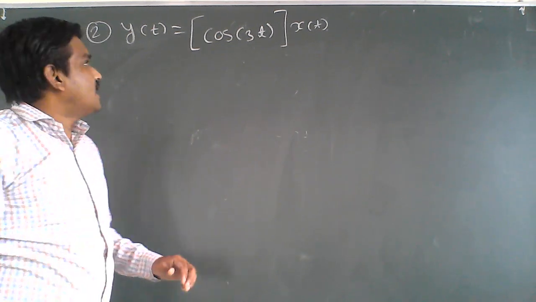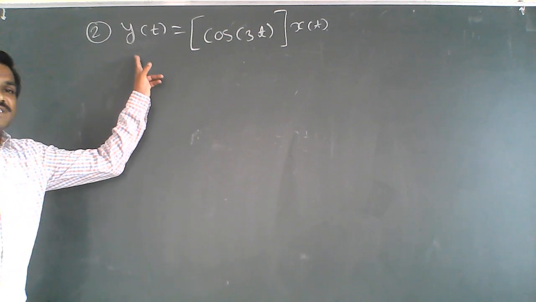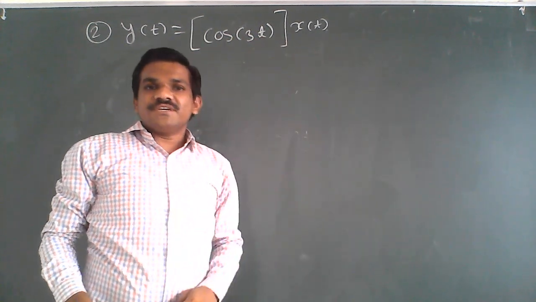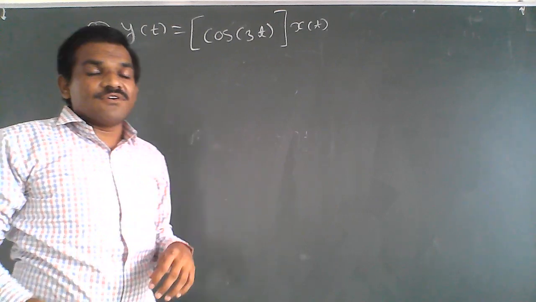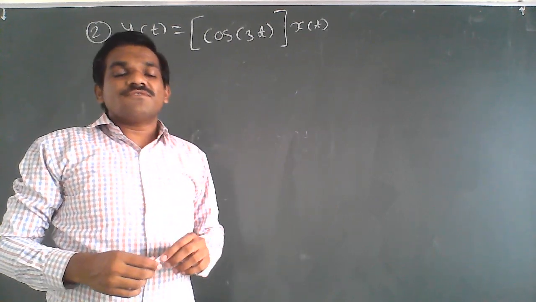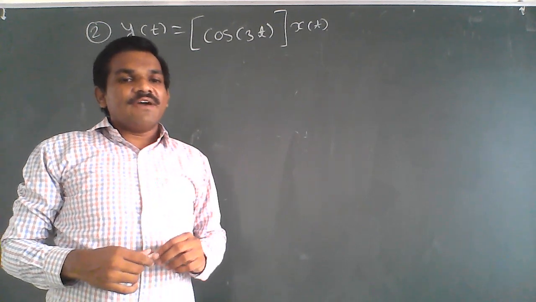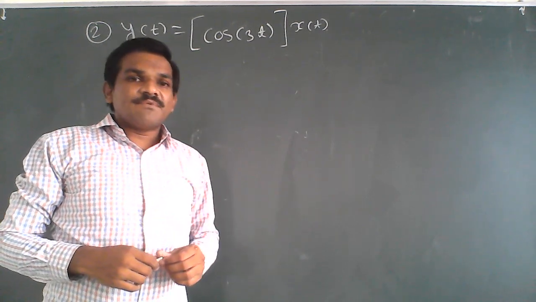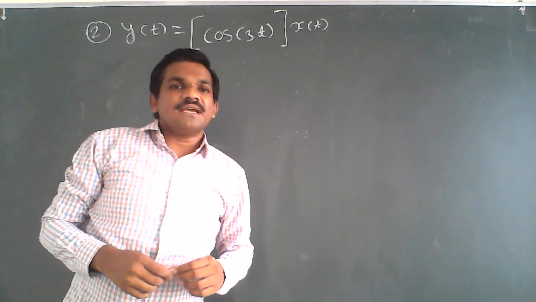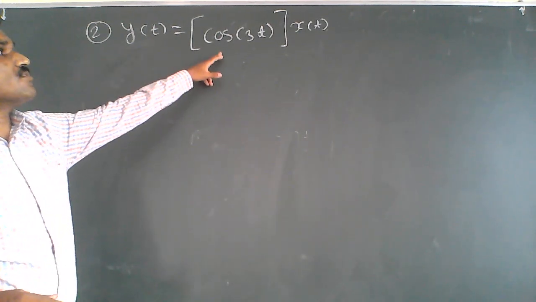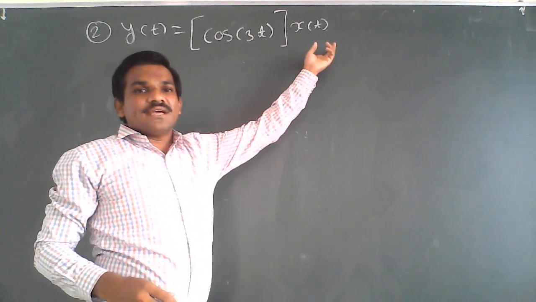Hello everyone. Let us see the second problem, that is y of t is equal to cos of 3t into x of t, and we have to check whether this continuous time system holds or does not hold the memoryless property, causality property, time variance, stability property and linearity property. Let us check it one by one. So y of t has been given, that is nothing but cos of 3t multiplied by x of t.